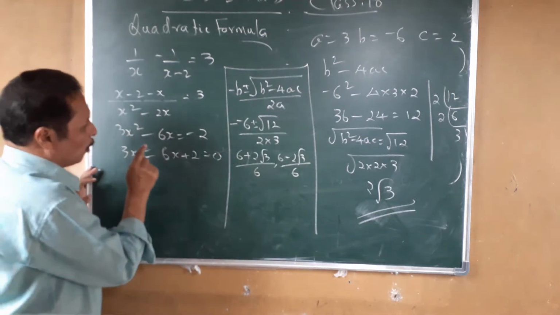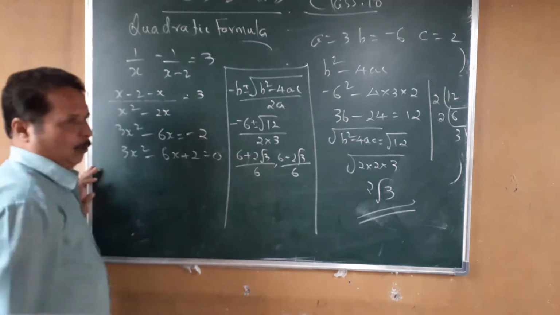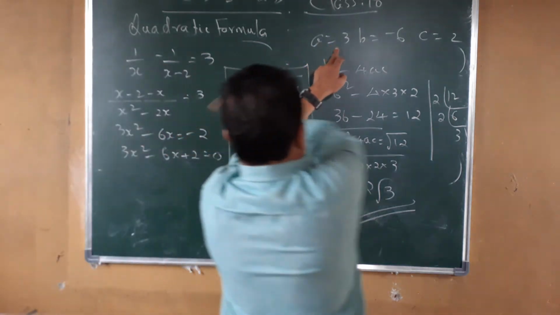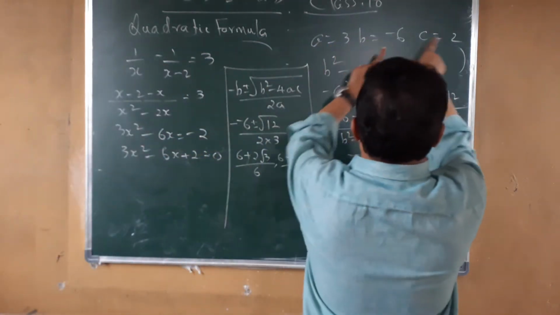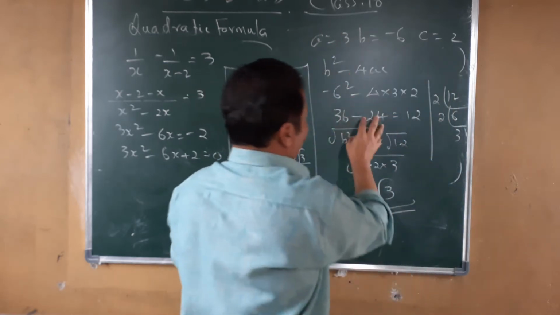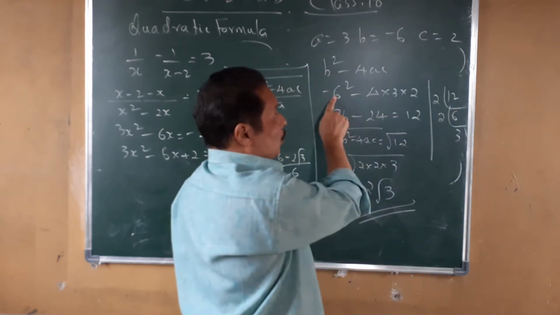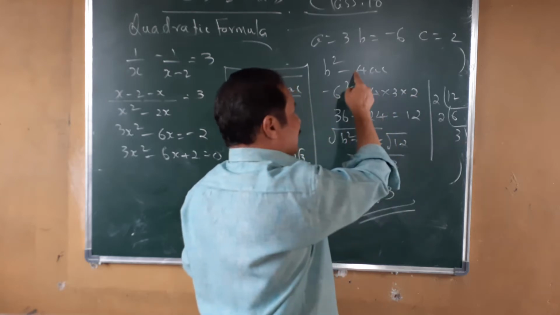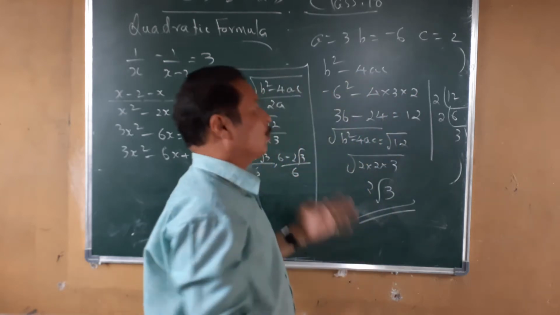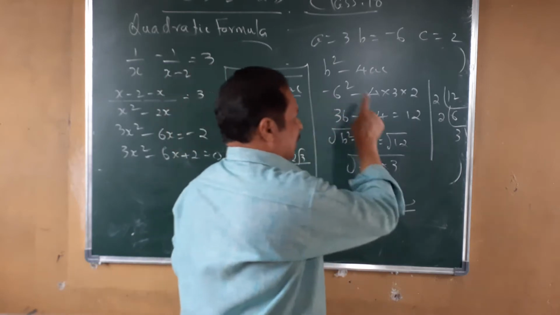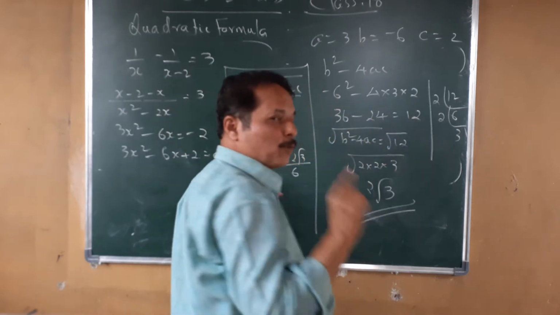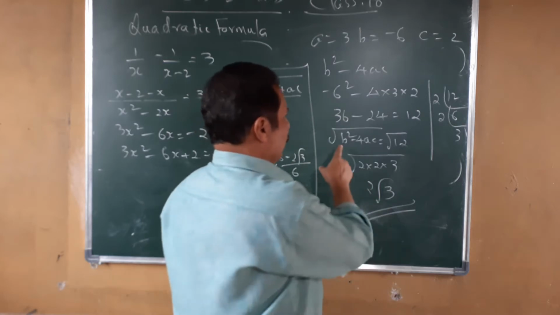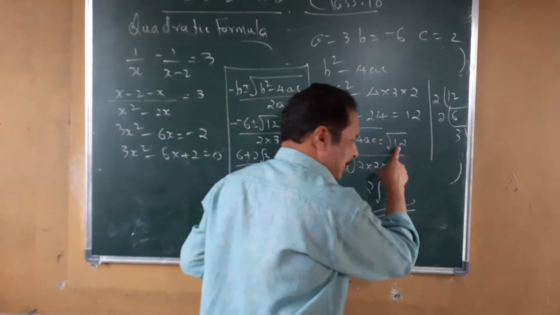Now it is in the form of ax square plus bx plus c equal to 0. Then a equal to 3, b is equal to minus 6, c is equal to 2. b square minus 4ac, you complete it. Minus 6 square minus 4 into 3 into 2. That is 24. Minus 6 square is 36. Similarly, 6 square is also 36. 36 minus 24 equal to 12. 12 is not a perfect square. Root b square minus 4ac is root 12.